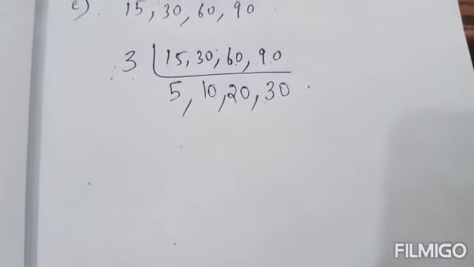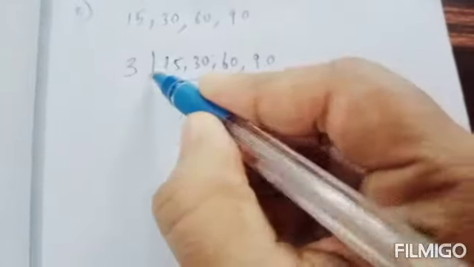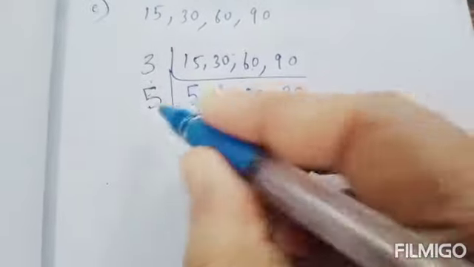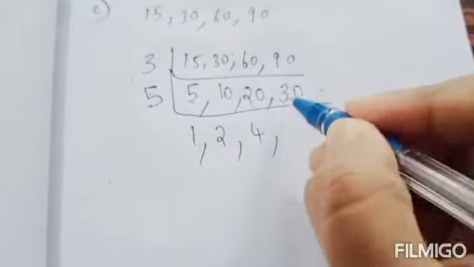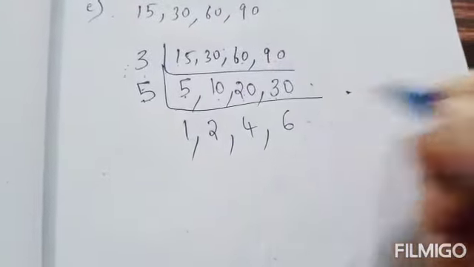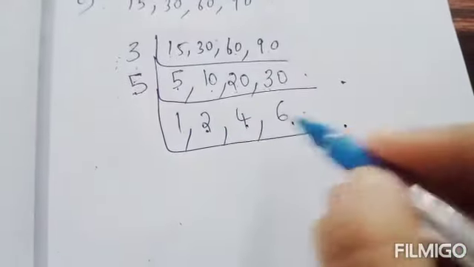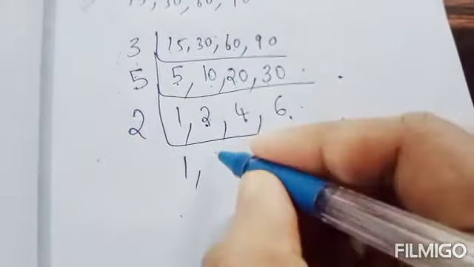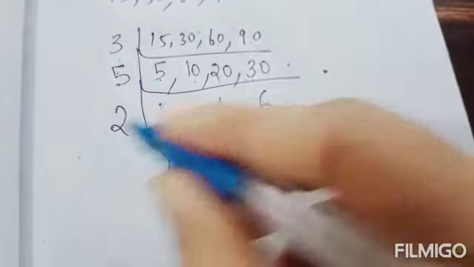Now all these numbers 5, 10, 20 and 30 are divisible by 5. So 5 divided by 5 is 1, 10 divided by 5 is 2, 20 divided by 5 is 4, 30 divided by 5 is 6. Now 2, 4 and 6 are divisible by 2. So 1; 2 divided by 2 is 1, 4 divided by 2 is 2, 6 divided by 2 is 3.